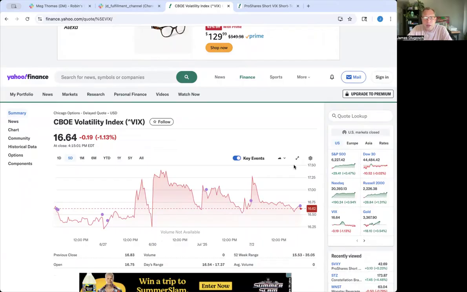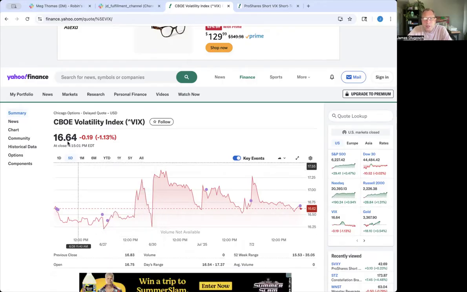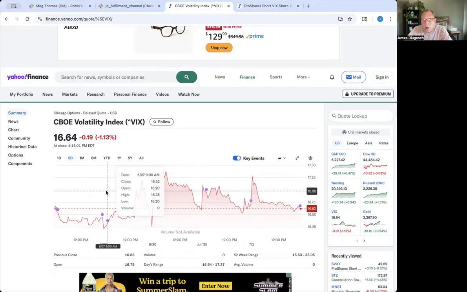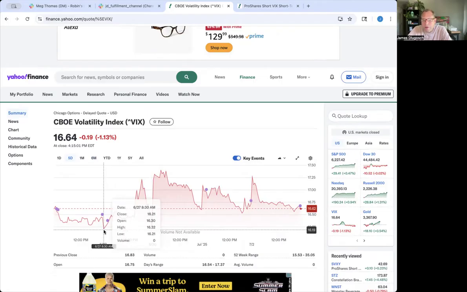We entered the SVXY on Friday at the open when the volatility index was trading right around 16 and change, really 16.20, let's just call it. And you can see where we closed today at 16.64. That is higher than where the volatility index was when we opened the short volatility on Friday at the open.